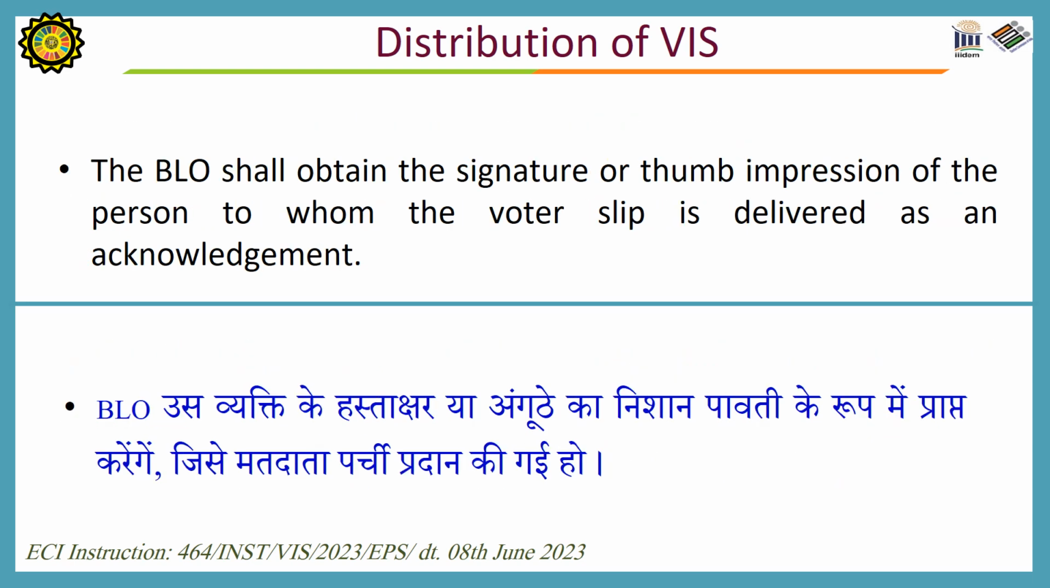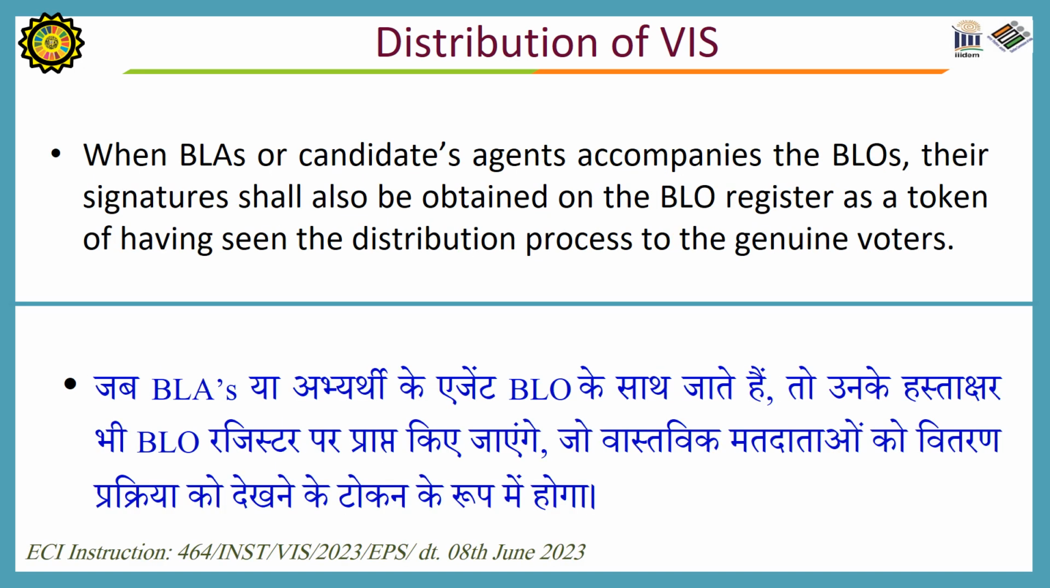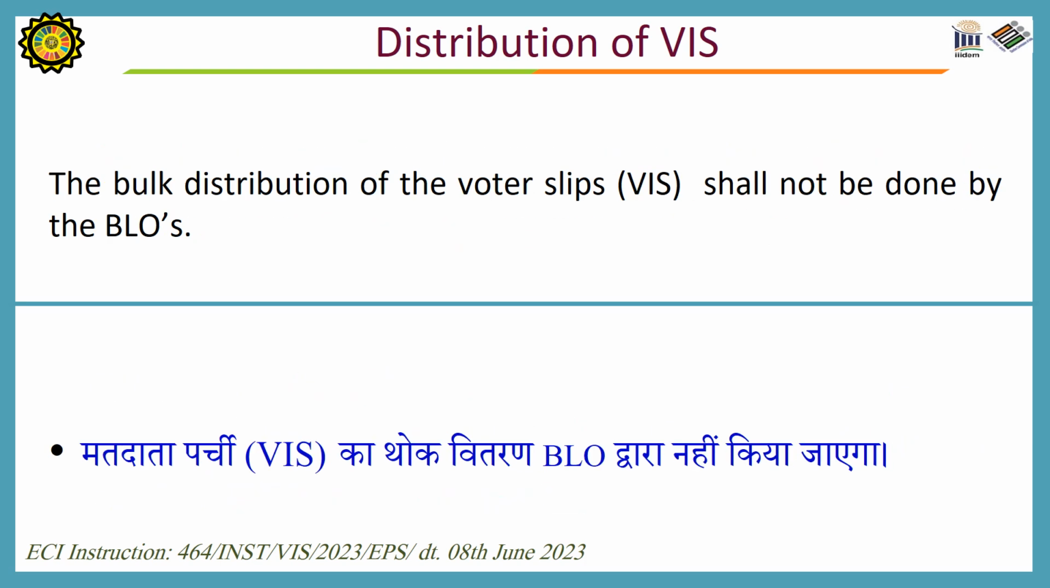The BLO shall obtain the signature or thumb impression of the person to whom the voter slip is delivered as an acknowledgement. The BLAs of the political parties, candidates' agents may accompany the BLOs during the distribution work. When BLAs or candidates' agents accompany the BLOs, their signature shall also be obtained on the BLO register as a token of having seen the distribution process to the genuine voters. The bulk distribution of the voter slips shall not be done by the BLOs.